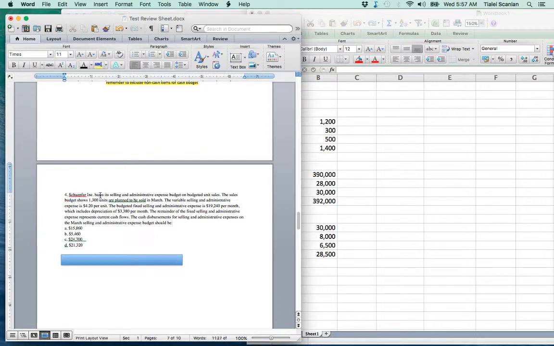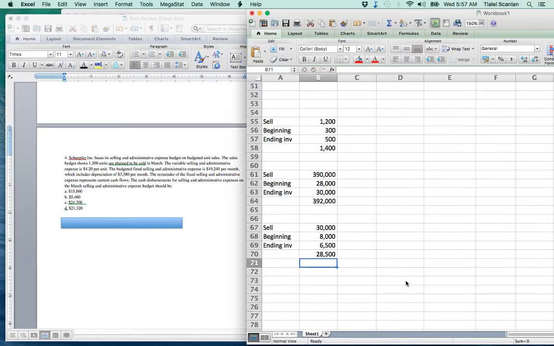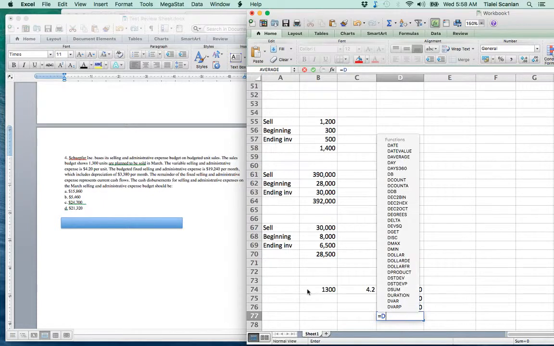So this company is planning on selling 1,300 units, and the rate per unit is $4.20. Just like our formula said, we multiply the rate by the units, and then the fixed expense is $19,240. So this is our total expenses including depreciation. It says it includes depreciation, but we know that for a cash budget we don't include depreciation.